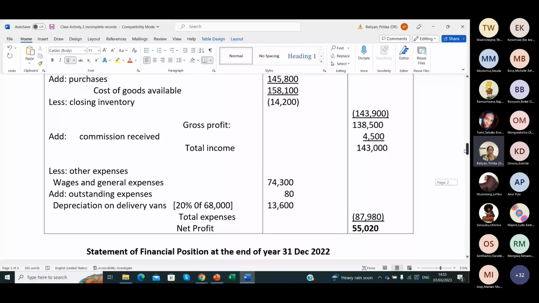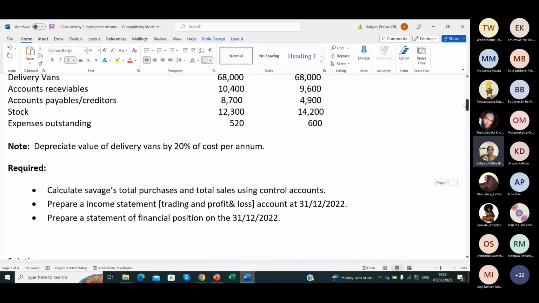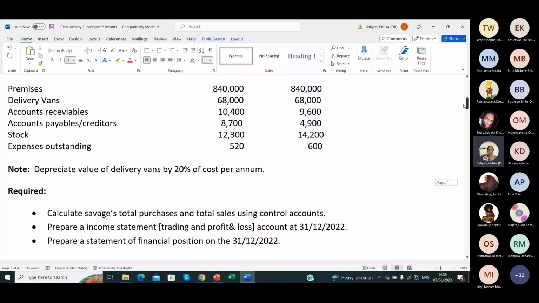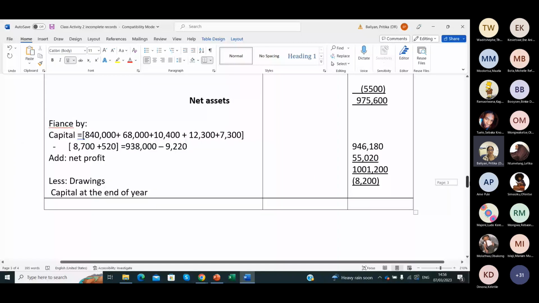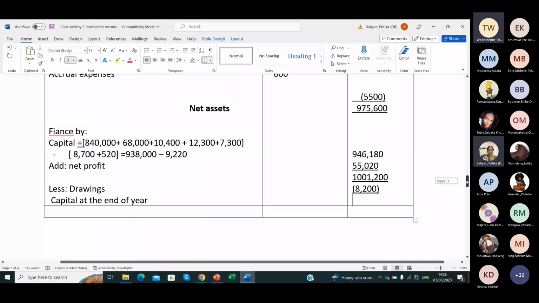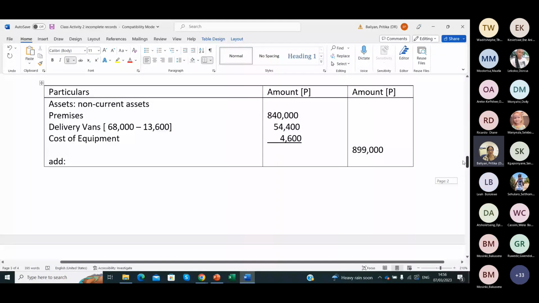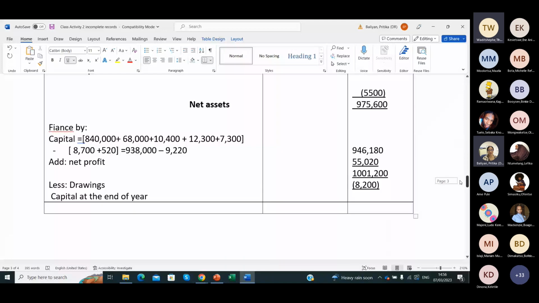The fault is at the total of capital. It's 928,780. Yes, ma'am. 780. How do we get it? Are we missing anything? Ma'am, I think it's 938 minus 922.